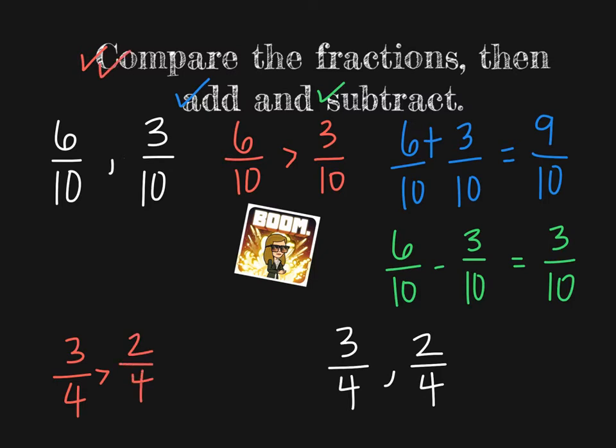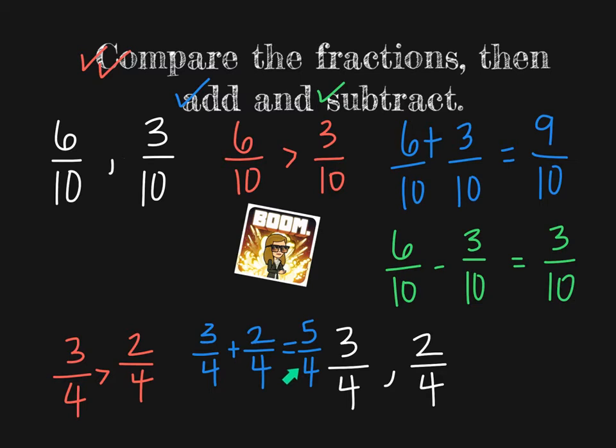Next, I need to add these fractions. So I'll do 3/4 plus 2/4. Now 3/4 plus 2/4 equals 5/4. Now this is an improper fraction. Remember, improper fraction means that the numerator is larger than the denominator.